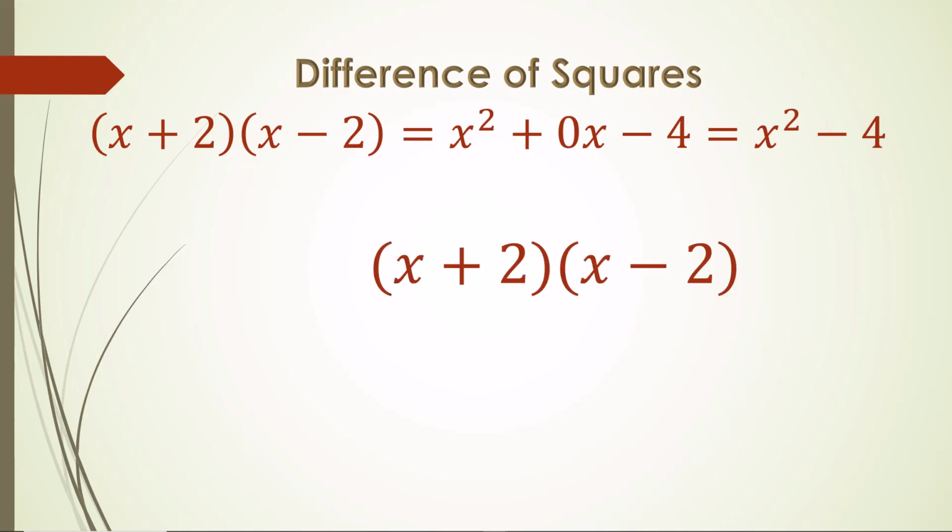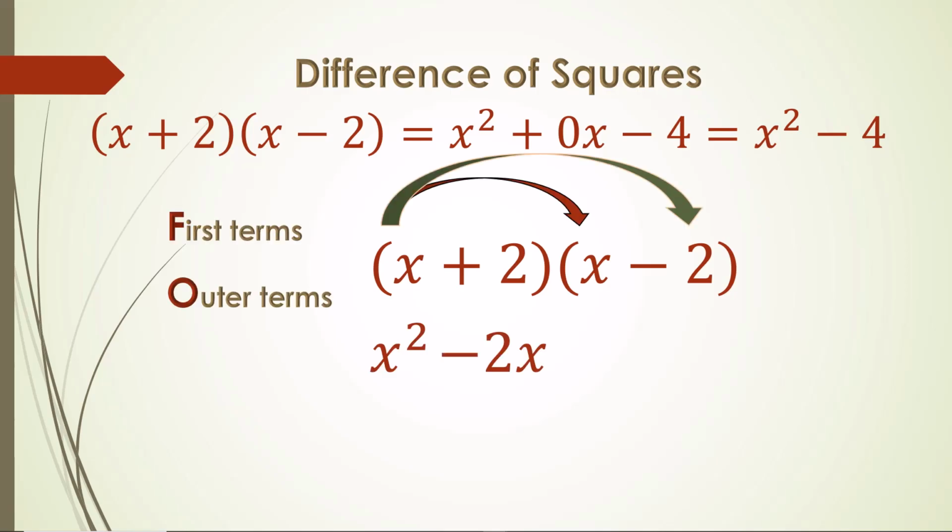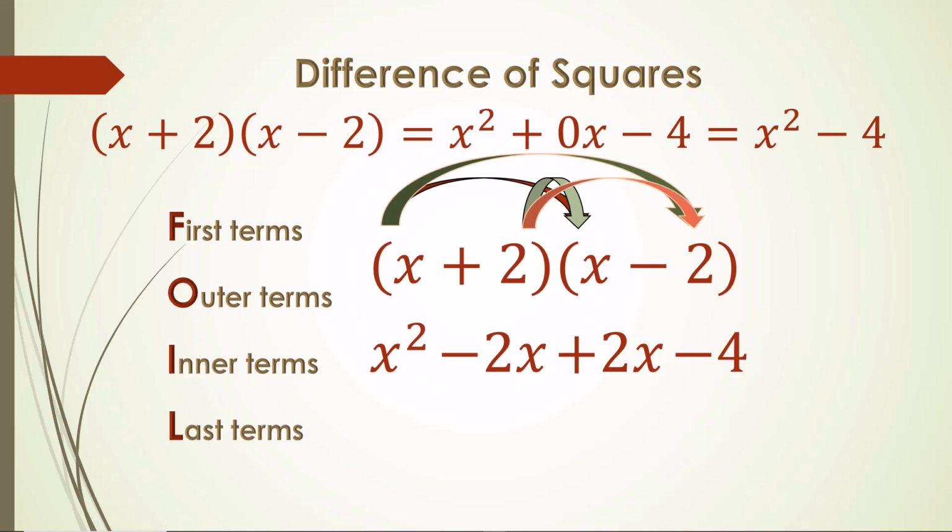Again, we check out the FOIL process and see a similar result. The first terms multiply to make x squared. The two middle terms end up to be opposite values, negative 2x and positive 2x. And the last term is negative 4, the product of positive 2 and negative 2. The middle terms combine to equal 0x, which drops out, and the final result is the difference of two perfect squares, x squared and 4.